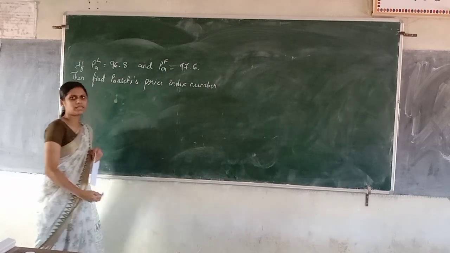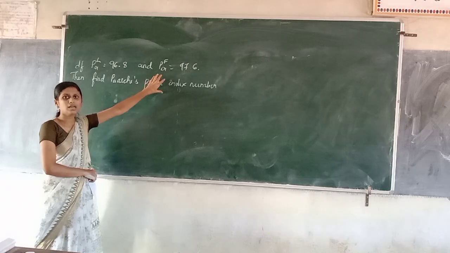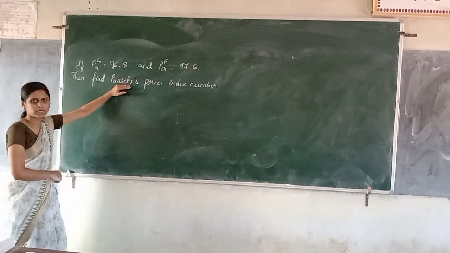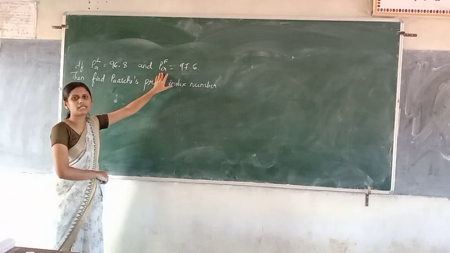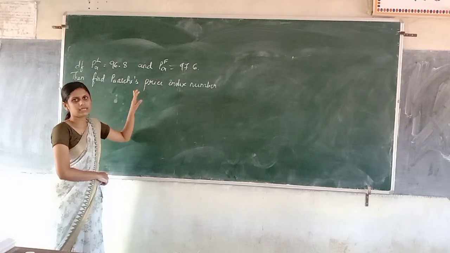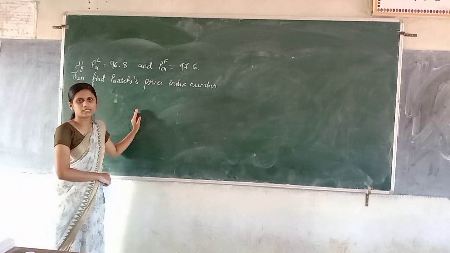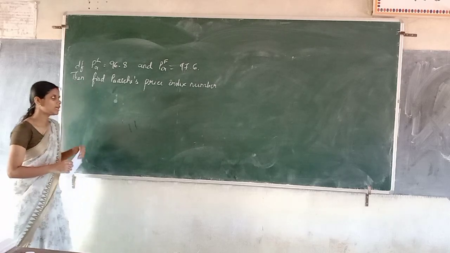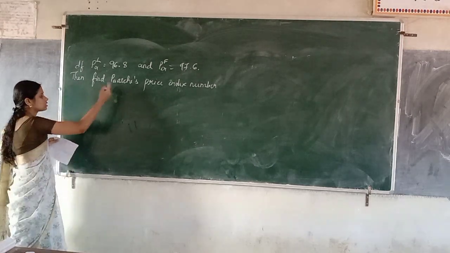So here we are provided with the information of last year's price index number and Fisher's price index number, and we are asked to calculate past year's price index number. You know that Fisher's price index number is the geometric mean of last year's price index number and past year's price index number. That is, Fisher's price index number is equal to the square root of last year's price index number into past year's price index number. So with the help of Fisher's index number, we can calculate past year's price index number.